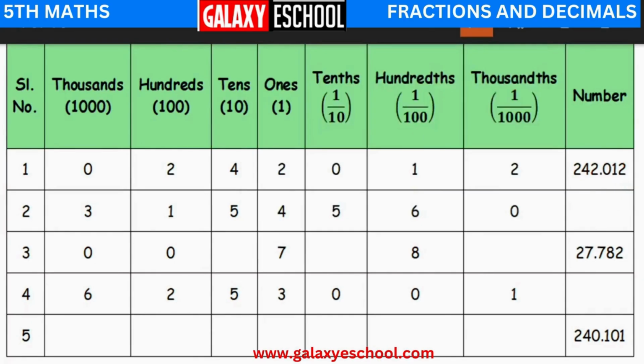Now coming to the next number, we are having 3 in thousands place, 1 in hundreds place, 5 in tens place and 4 in ones place. So how will we write?